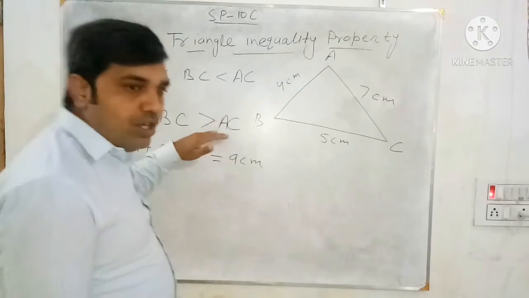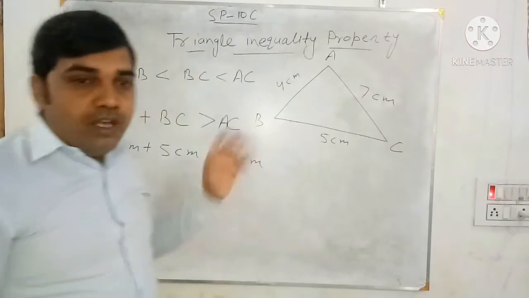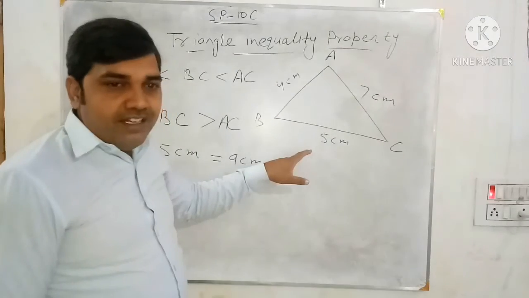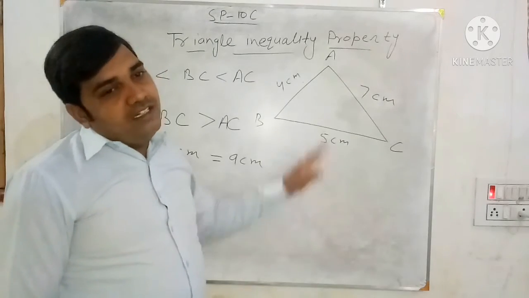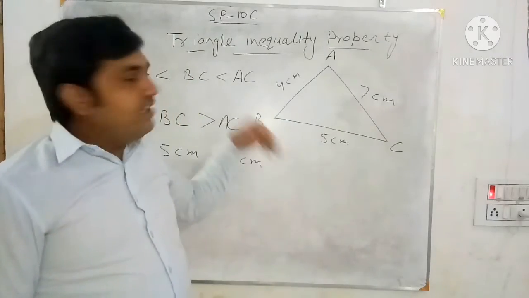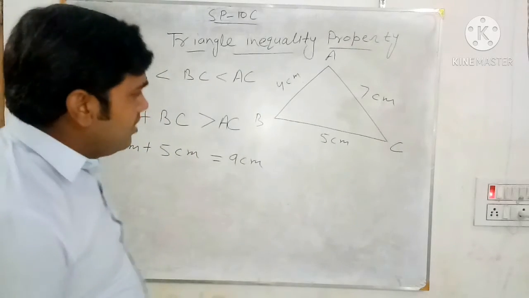If this condition is not true, then that is not a triangle. If you want to draw a triangle in which the sum of any two sides is less than the third side, that is not a possible measurement of a triangle. That triangle is not possible. We cannot draw such a triangle.